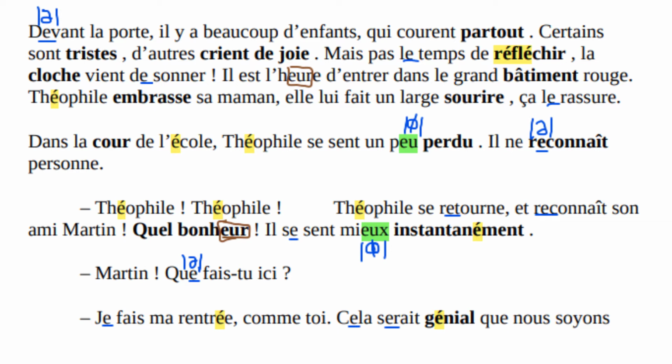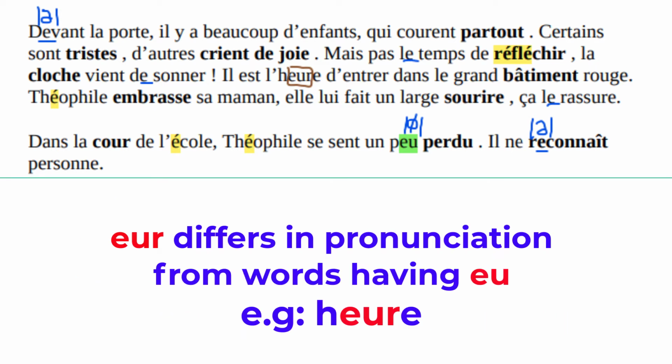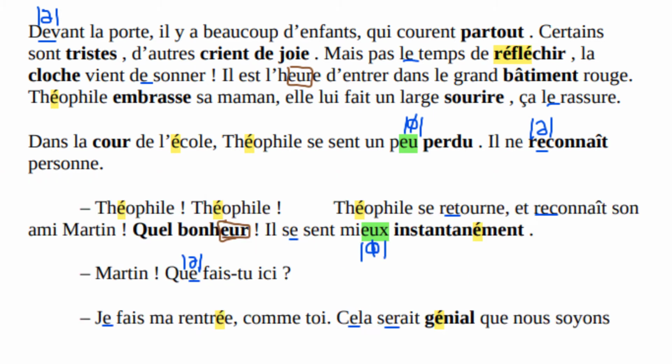Can we hear deux sound there? D plus E, de, sonner. Il est l'heure d'entrer. For l'heure, we can see our EU, because we said wherever we have our EU gives the sound E. But here we are having our EUR. Here we have the sound and that's why we have il est l'heure. So let's note these are exceptions. So we have l'heure and not E. D'entrer dans le grand bâtiment rouge.